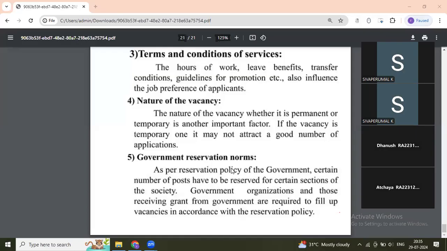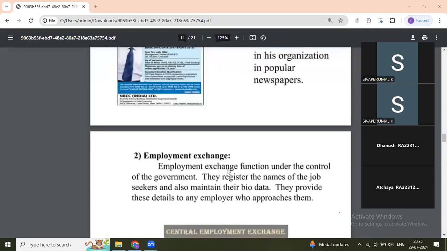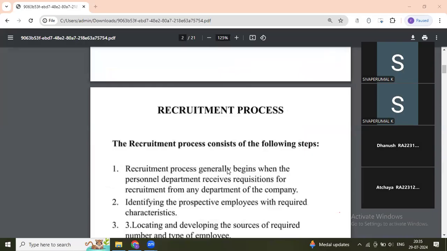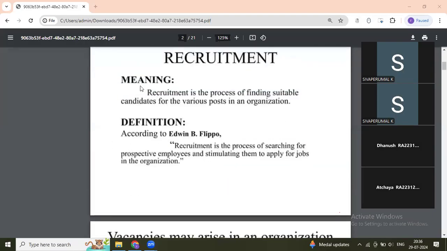So once again, I am giving you a glance. What are the things we have seen today? See, first we saw the meaning of recruitment. The meaning of recruitment is that it is a process to find a suitable candidate for the various posts of the organization. Organization means the employer. The employer will be searching for the right candidate for the different posts. Different posts means different jobs, right?